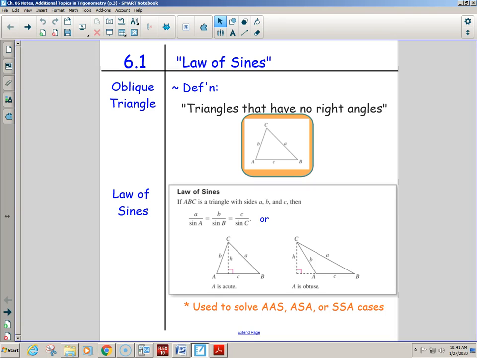All semester, all last semester? No, it wasn't the whole semester. When did we start trig? Chapter 3? Nope, those are exponential logs. Chapter 4. For chapter 4 and for chapter 5, what kind of triangles were we talking about?